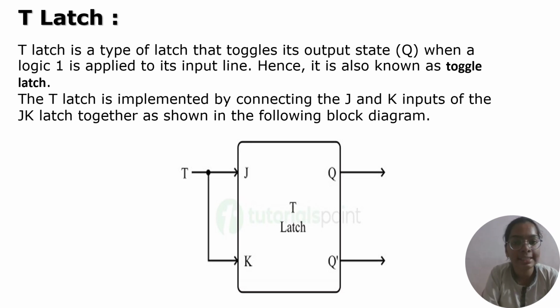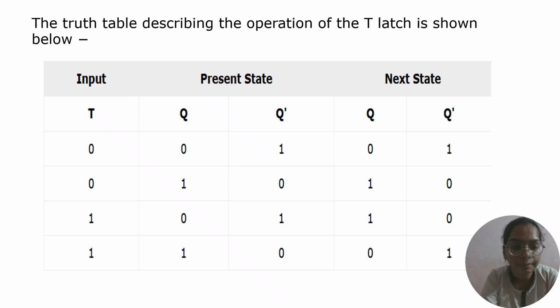The third latch is the T latch. The T latch is a type of latch that toggles its output state Q when logic 1 is applied to the input line. Hence, it is also known as the toggle latch. The T latch is implemented by connecting the J and K inputs of the JK latch together as shown in the following diagram. The truth table describing the operation of the T latch is shown below.